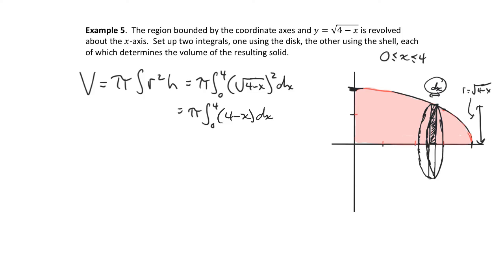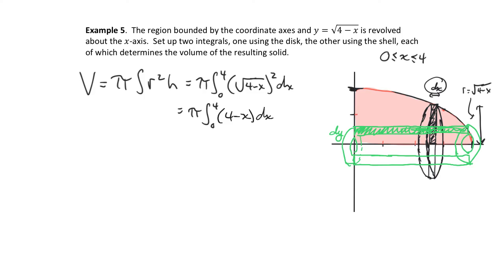Now let's do the shell method instead. If I do the shell method, I'm going to have to take a shell that looks something like this, in green. I'm going about the x-axis. I need to have my shell thickness in terms of y, so this is a dy. If I look at the mirror image of that, there is the mirror image. We draw the shell. This is getting really crazy with the shells and the discs in the same picture, but that's kind of what it looks like.